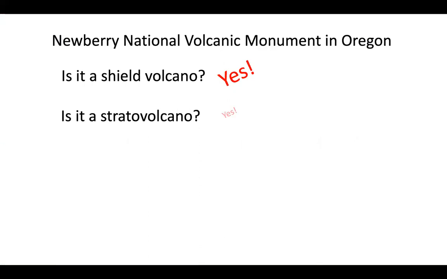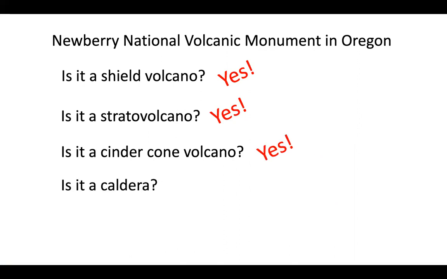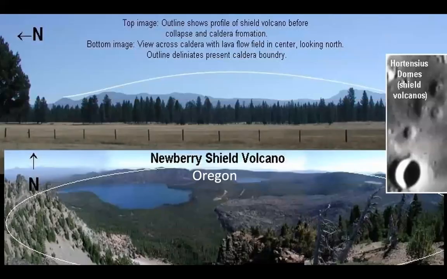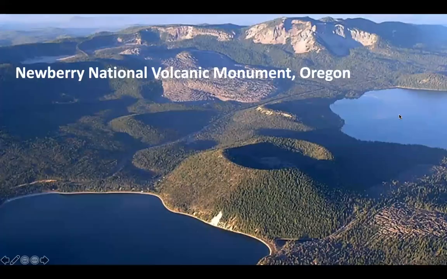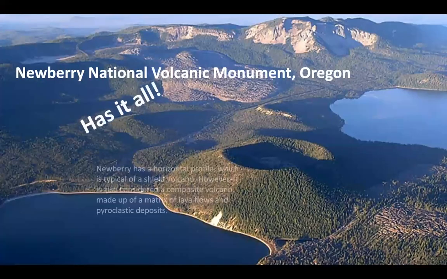All right, so the Newberry National Volcanic Monument in Oregon is really cool. I went to visit this and didn't know a lot about it until I got there. It is a shield volcano, but it's also a stratovolcano, as well as a cinder cone volcano. Does it have a caldera? It is a caldera. Yes, it's a little bit of everything. So this is a cool picture up here on top. This is what's left of it, but before it exploded, it was all the way up here. And this is what it looks like looking down on it. Okay. So yes, it has it all.